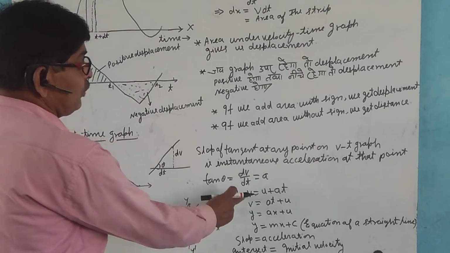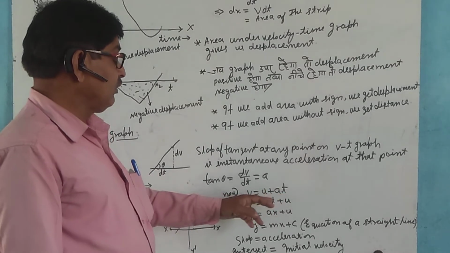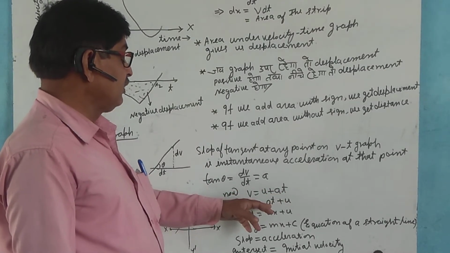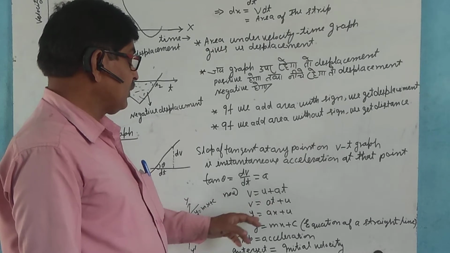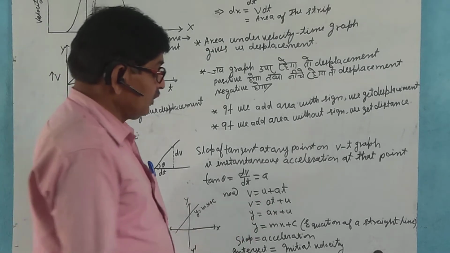Now we know that v is equal to u plus at. We arrange this as v equal to at plus u, or y is equal to ax plus u.